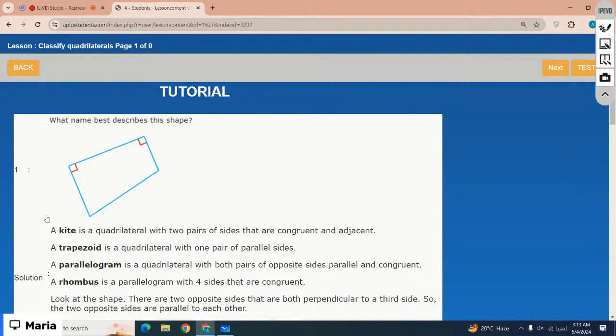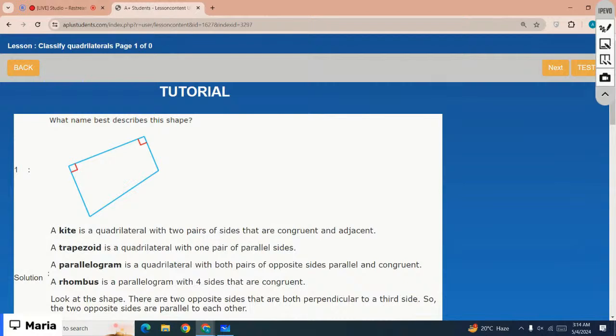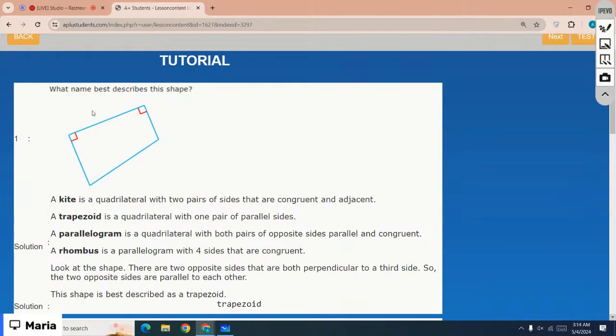Now you have the rhombus. A rhombus is a parallelogram with four sides that are congruent. So for the given one, you have two opposite sides, and they both have 90-degree angles, right? That is a trapezoid. A trapezoid is a quadrilateral with one pair of parallel sides. So that is the quadrilateral. Trapezoid, sorry.